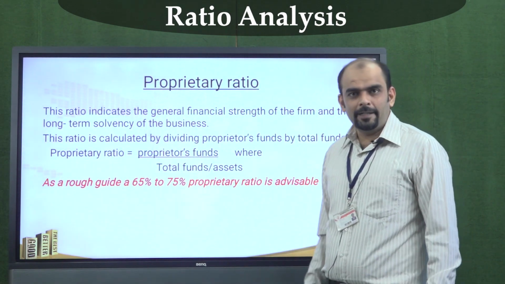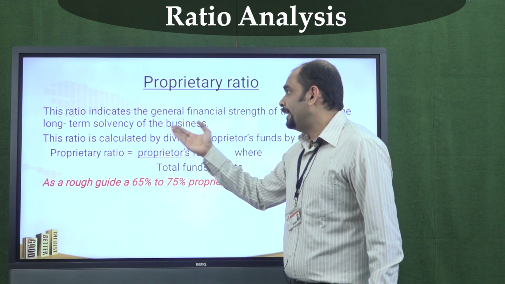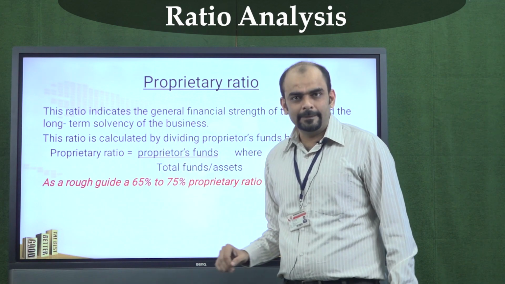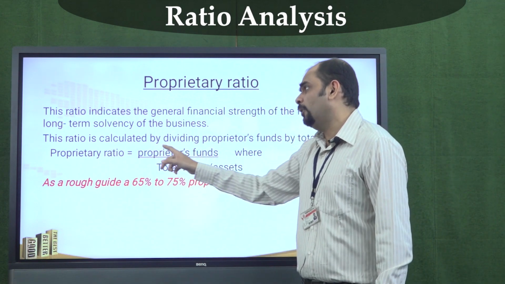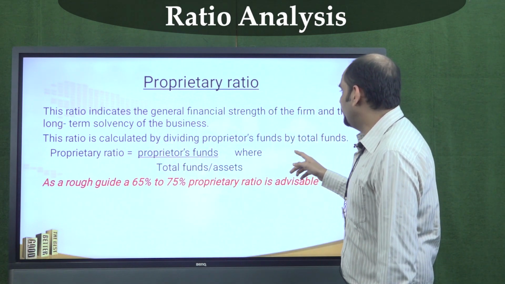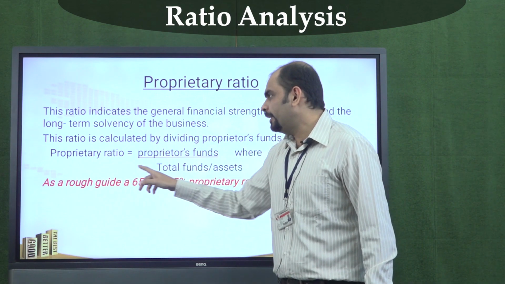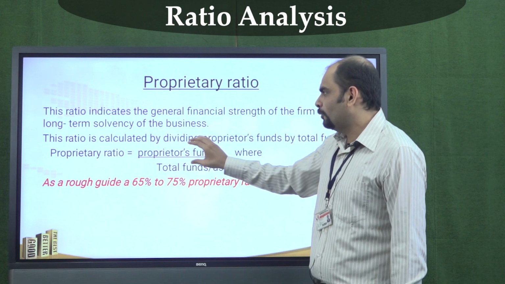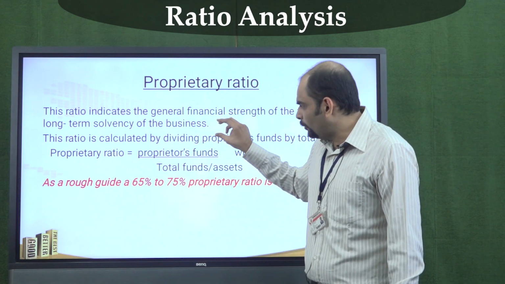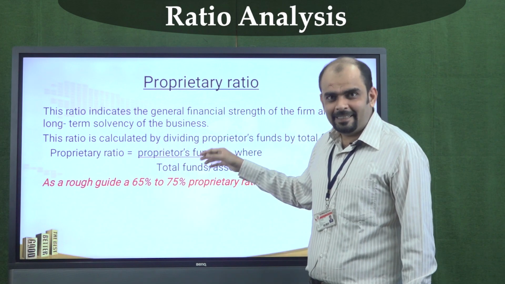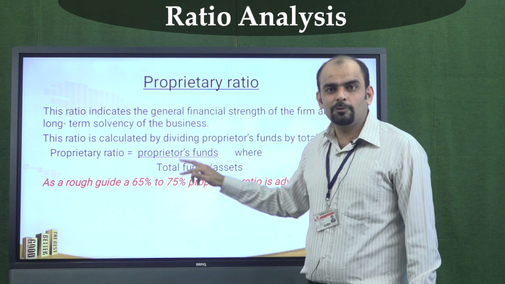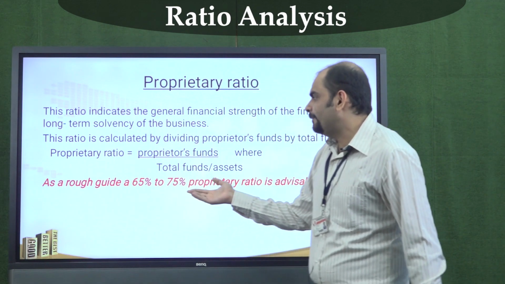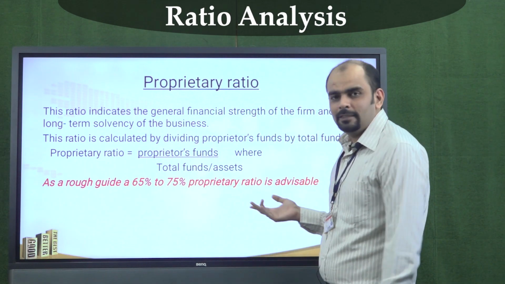Then we talk about proprietary ratio. This ratio indicates the general financial strength of the firm and the long-term solvency of the business. This ratio is calculated by dividing proprietors funds by total funds, that is, proprietary ratio is equal to proprietors funds upon total funds or assets. So whatever your proprietor funds is as compared to the total funds of the business, you try to find the relationship between the two. As a rough guide, a 65 to 75% proprietary ratio is advisable.